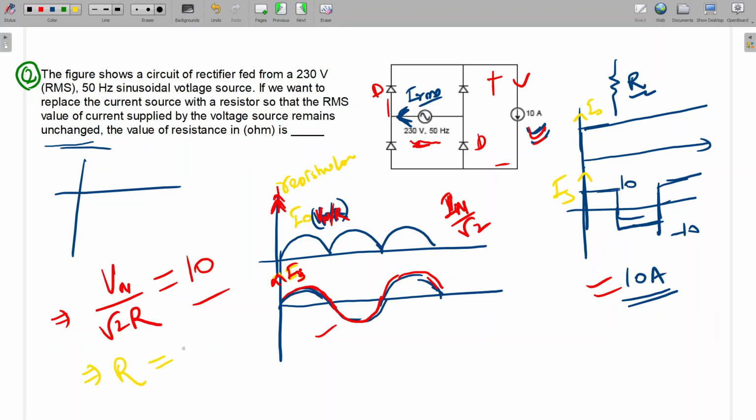So R will be Vm, how much? 230 into root 2, divided by root 2 into 10. So resistance value will be 23 ohm. So if we connect a 23 ohm resistance here in case of this current source, in that case also the source current RMS value will be 10 ampere. Is it clear to all?